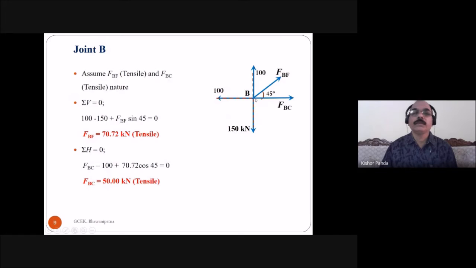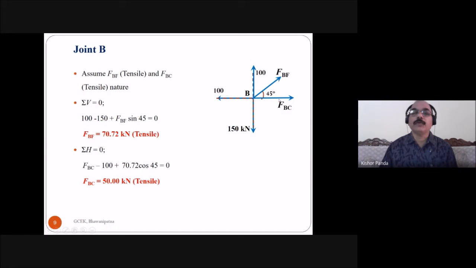This is joint B. Here this force is 100 kilonewton, and this force is also 100 kilonewton, and this is the load present, 150 kilonewton, but these two forces, FBC and FBF, are your unknowns. So you have to find out these two forces at joint B.